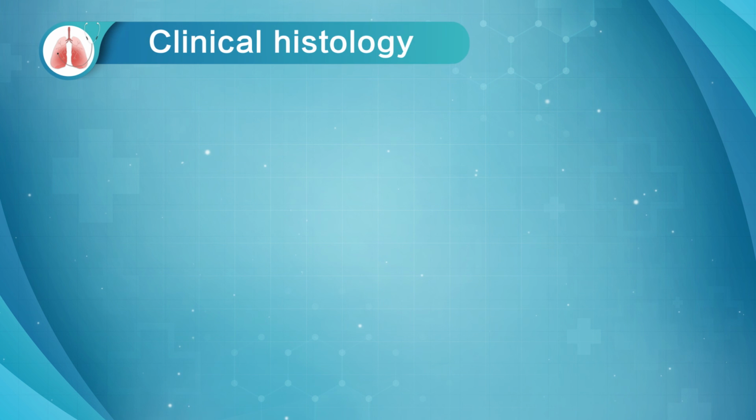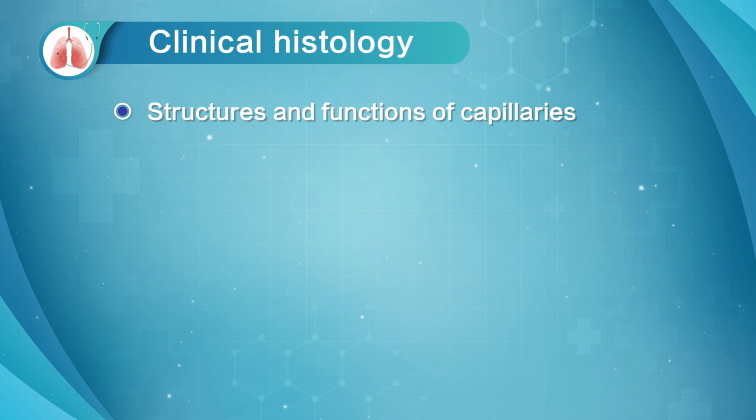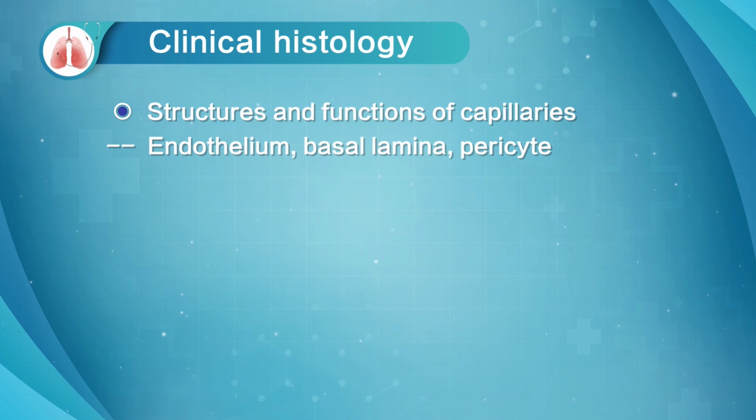In this session, we have discussed the structures and functions of capillaries. Among all the blood vessels in the human body, capillaries have the smallest diameter and the thinnest wall. The wall of capillaries is composed of a single layer of endothelium, which is encased by basal lamina. Pericytes are frequently found to surround the capillary wall and share the basal lamina with endothelium. Pericytes play critical roles in the development and physiology of capillaries.